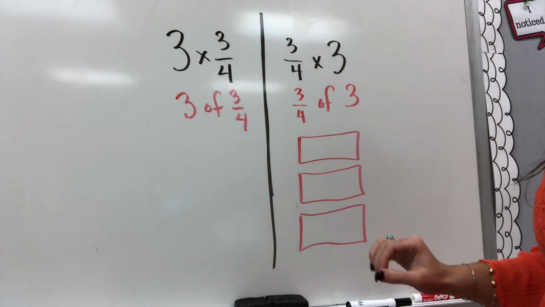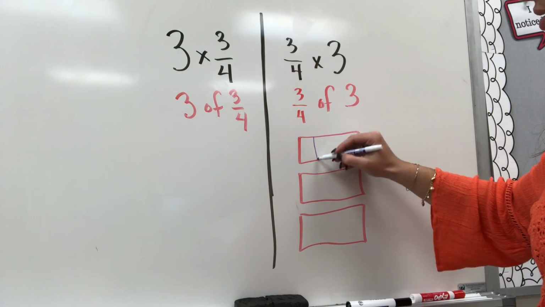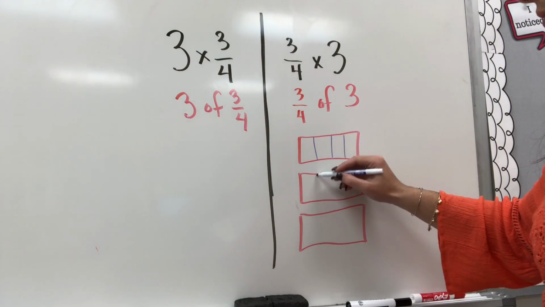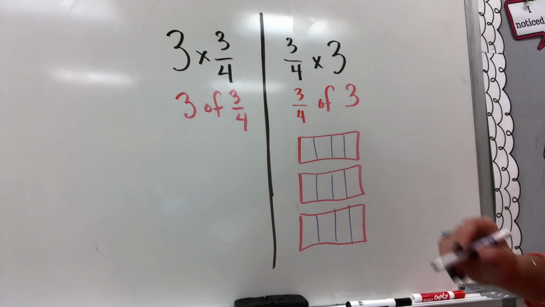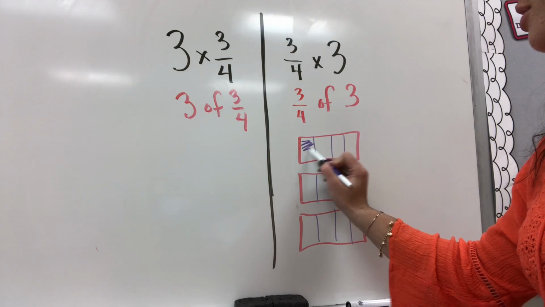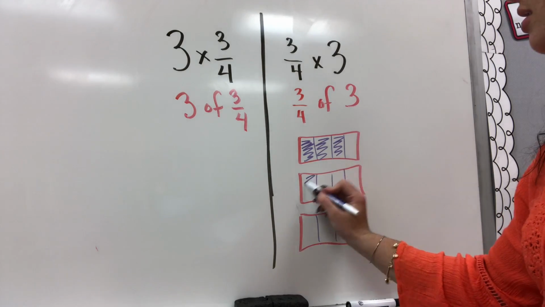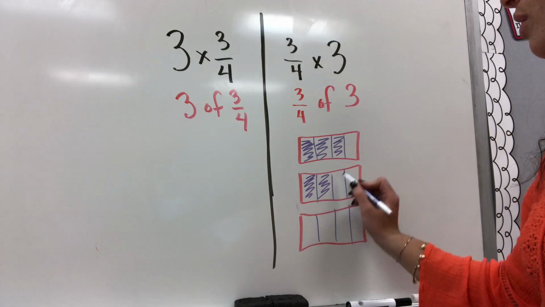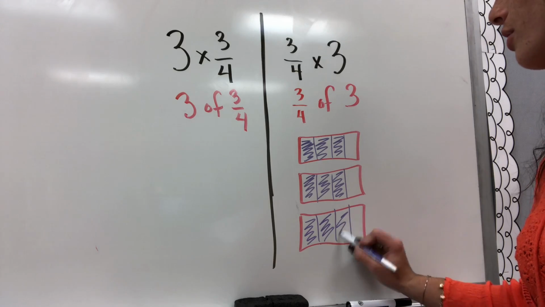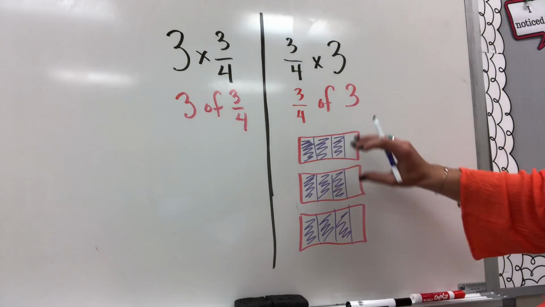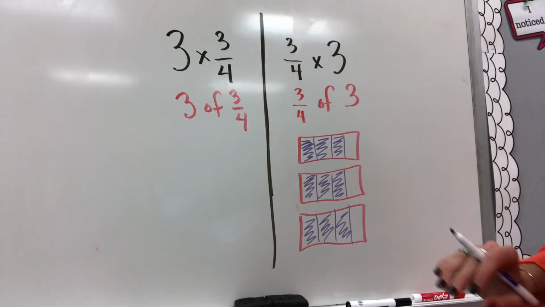So I'm going to break each of my holes into fourths. And I'm going to take 3/4 of the 3. 1/4, 2/4, 3/4. 1/4, 2/4, 3/4. 1, 2, 3/4. So I've taken 3/4 of 1, 2, 3.